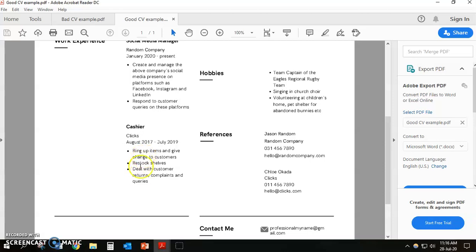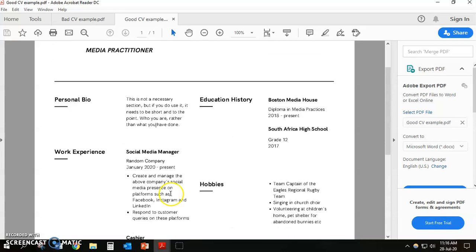And here are the duties that you might have done. So you ring up items and give change to customers. Great, they trust you with money. That's a good thing. Restock the shelves and deal with customer returns, complaints, and queries, again indicating that you are a people person. You know how to deal with difficult people, easy people, and just answer general questions.